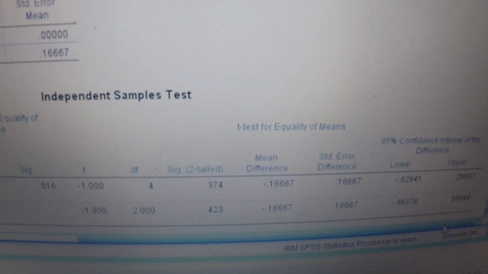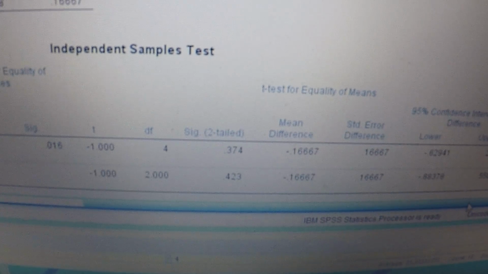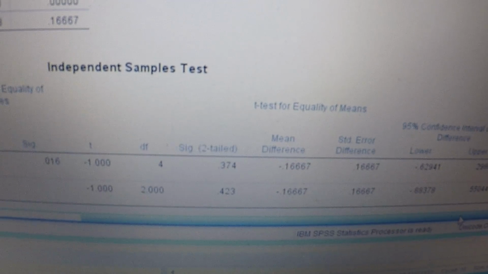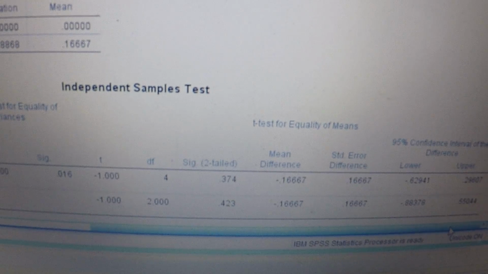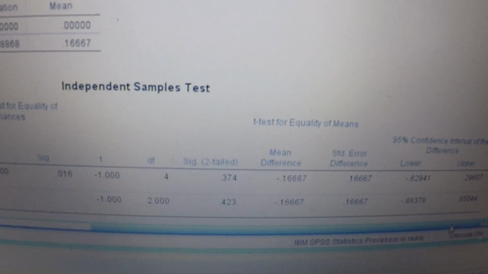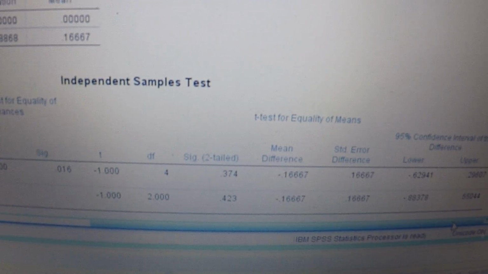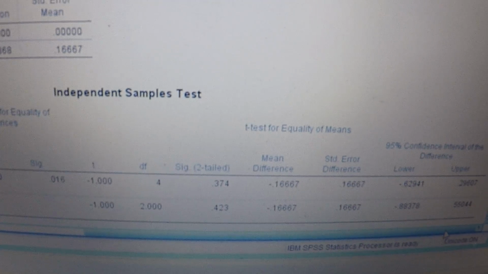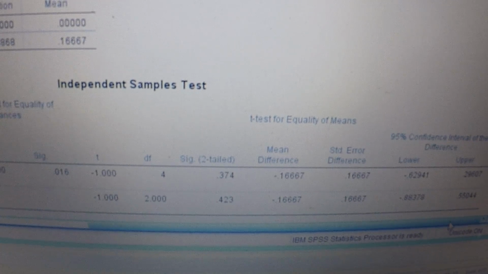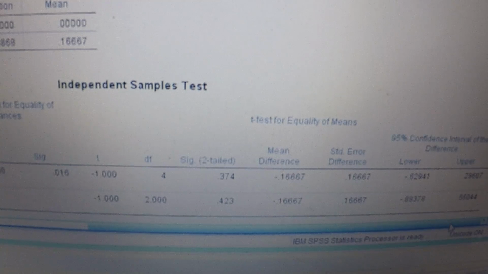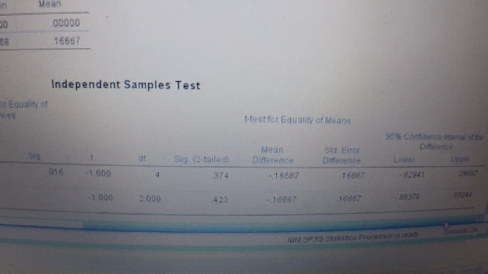And in this case, we are looking at the sig value of 0.423. We're looking at that bottom row because we didn't have equal variances. And what that means is that that p-value of 0.423 is a lot higher than 0.05, right? If your p-value is higher than 0.05, there's no difference between the groups. If your p-value is equal to 0.05 or less, that means you have a difference between two groups. So here, with this 0.423, there's no difference.